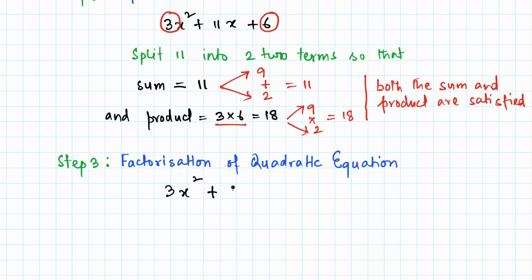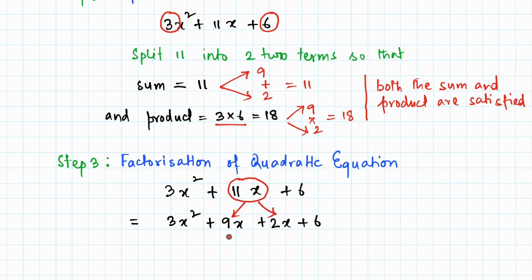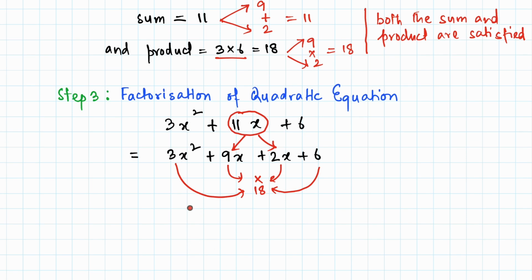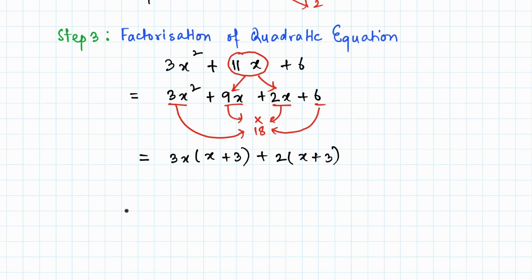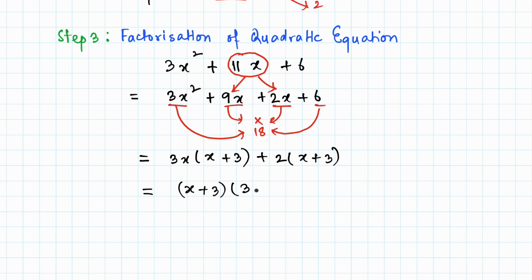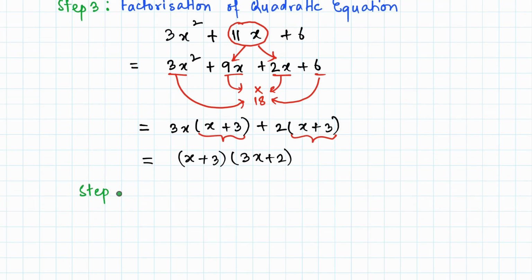So 3x square plus 11x plus 6. We are splitting 11x into 9x plus 2x, so we have 3x square plus 9x plus 2x plus 6. If we multiply 9 and 2, it will give me 18, which is 6 times 3. Now we are taking 3x common from 3x square plus 9x and 2 common from 2x plus 6, and we are having x plus 3 as common, so we are taking it out and we get the factors as x plus 3 times 3x plus 2.